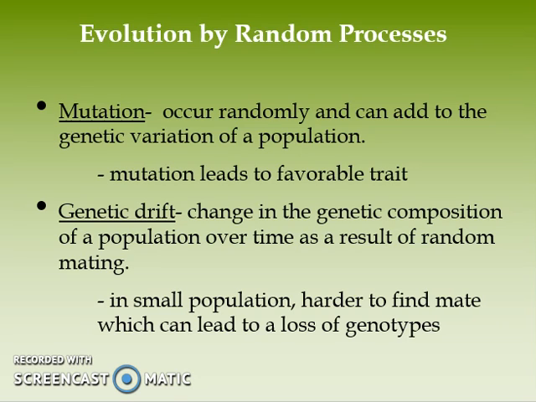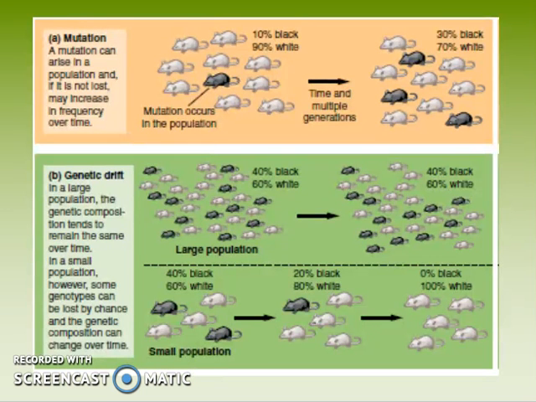If your population is too large, you usually don't get this. Usually we get this in smaller groups. So here's an example showing your mutation, and then your genetic drift usually occurs in smaller populations. It's more prevalent.